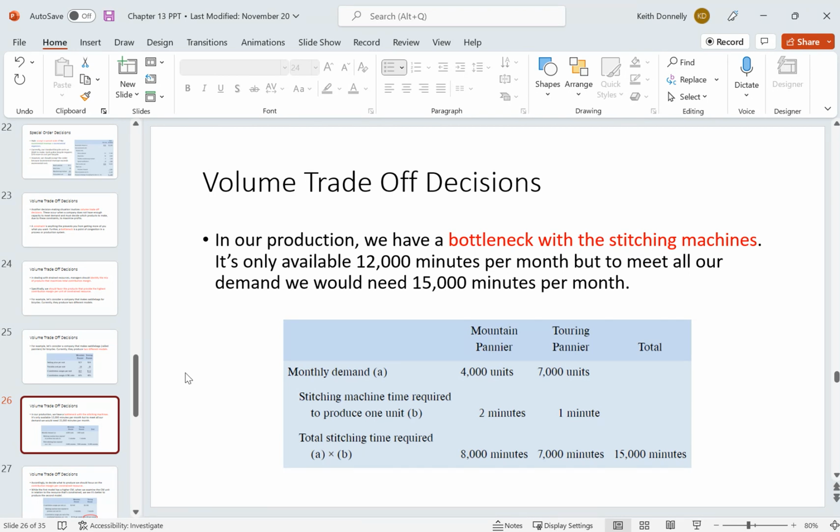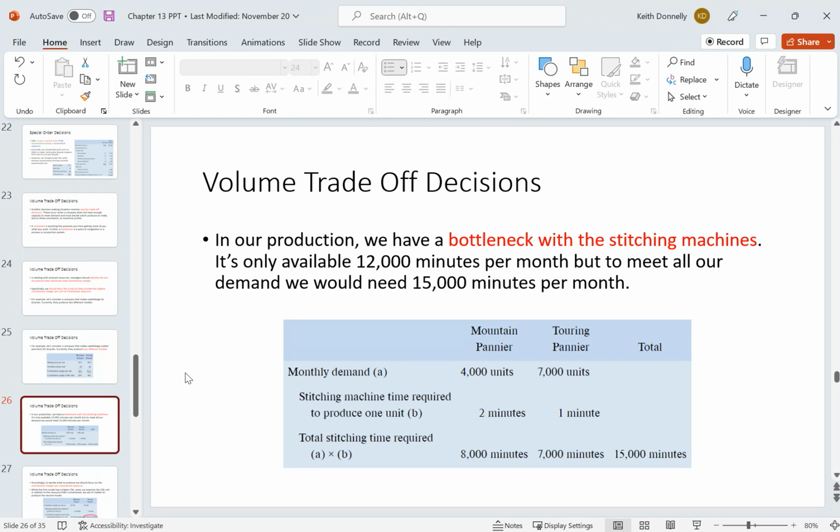So in our production, we have a bottleneck with the stitching machines. In other words, it's only available for 12,000 minutes per month, but to meet all our demand, we would need 15,000 minutes per month. In other words, we don't have enough stitching machines. It's a constrained resource to meet our demands, right?